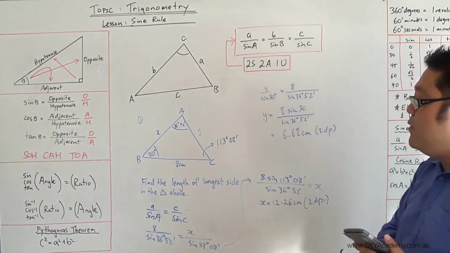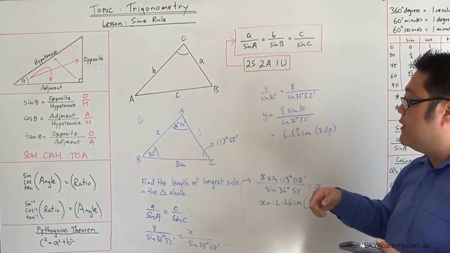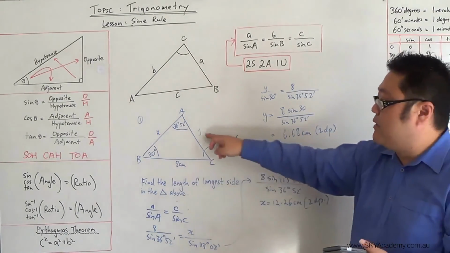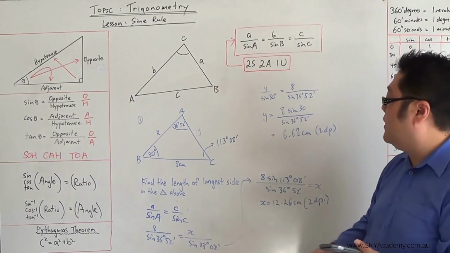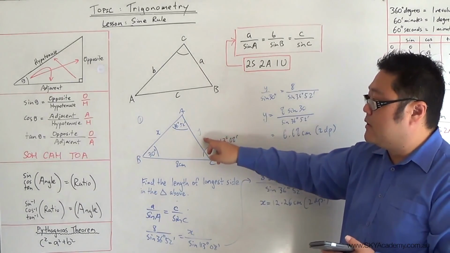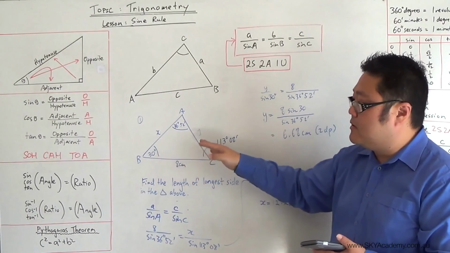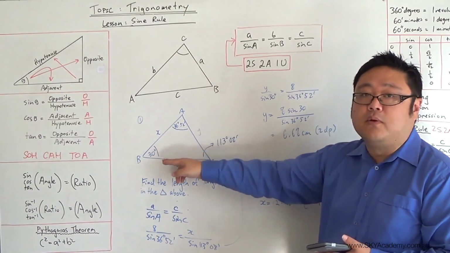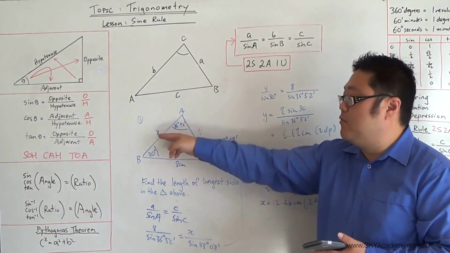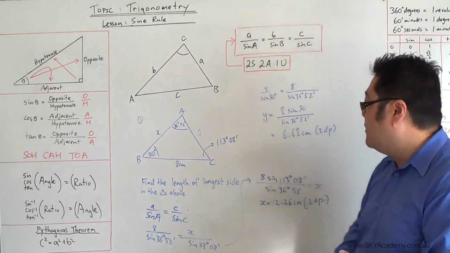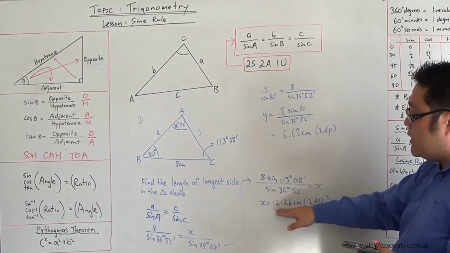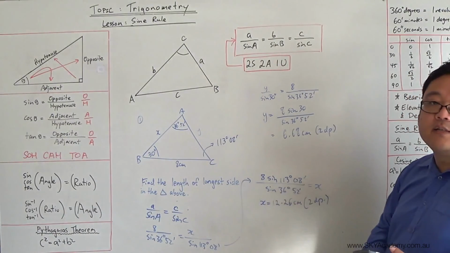So we know that our hunch was right in the first place. It's this side here that will be the longest side, not this side. In fact, this is the shortest side, because the shortest side will be opposite the smallest angle, and the biggest side will be opposite the biggest angle. That's something to remember. So the answer to that question is 12.26.